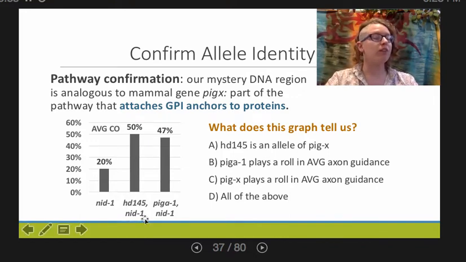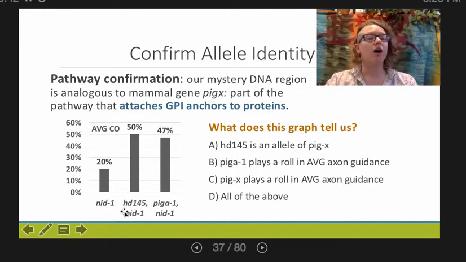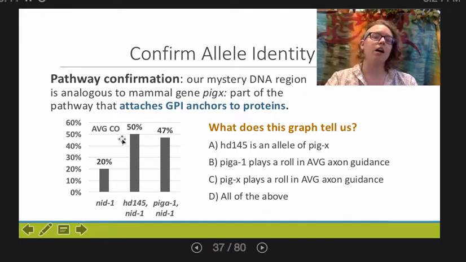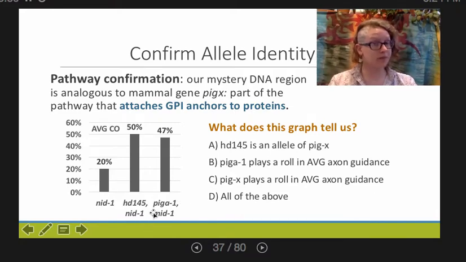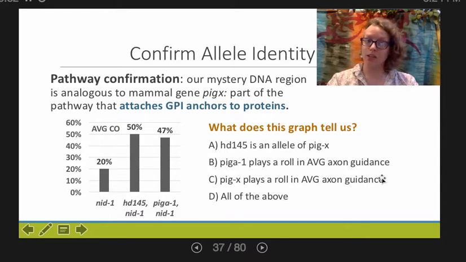Our HD145 mutant has 30% above that. So this is 20, this is 50. So our allele contributes a 30% increase in defects. And so does PIGA1, which is exciting. What does it tell us, though?